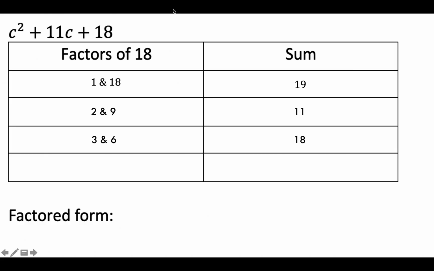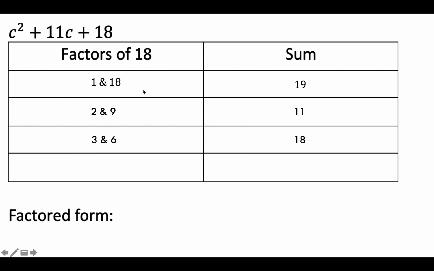So in the first one, we have c squared plus 11c plus 18. Now the first thing we have to look at is, remember, we're looking to see what two numbers multiply together to give us this number right here, but at the same time also add up to this number right here. So we have to look at the factors of 18 and then find their sum.